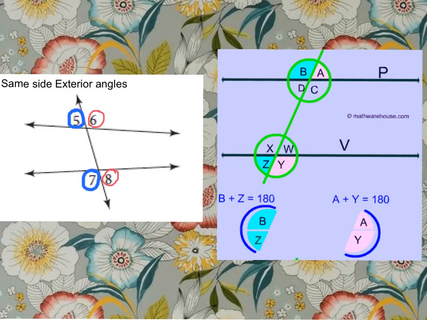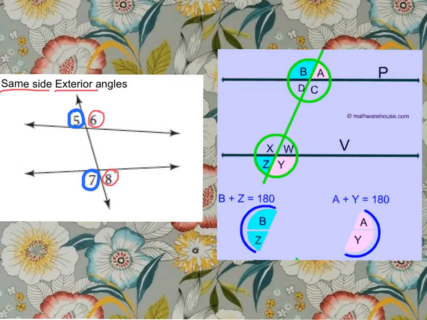Okay, so what about when we have same side exterior angles instead of interior angles? Remember, when we say exterior, we're talking about outside of the parallel lines, and same side means that they're on the same side of the transversal. So I went ahead and color coded the angles for you so it's easier to recognize.